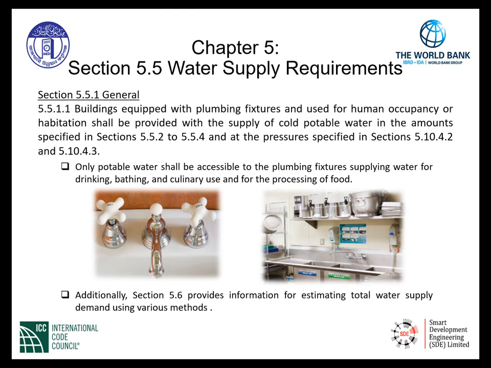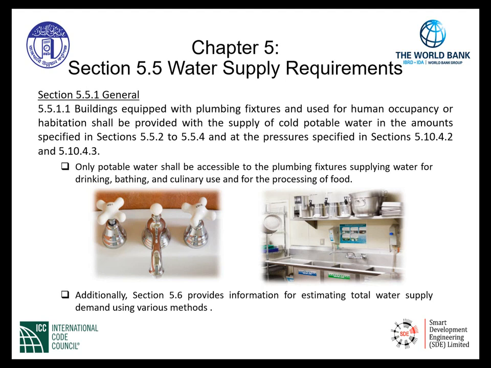In section 5.5.1, buildings equipped with plumbing fixtures and used for human occupancy or habitation shall be provided with the supply of cold potable water in the amounts specified in sections 5.5.2 to 5.5.4 and at the pressure specified in sections 5.10.4.2 and 5.10.4.3. Those sections indicate the water distribution system.